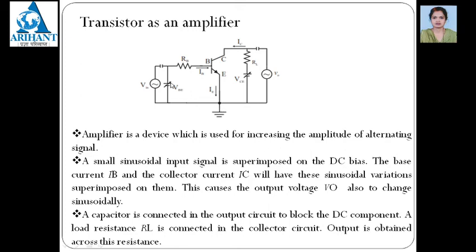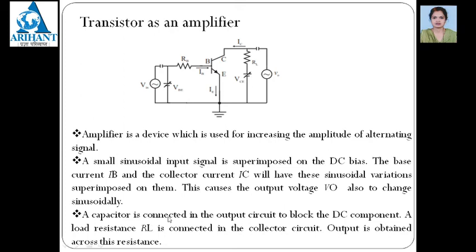Whatever biasing you have supplied, this is the DC. On that you have applied an AC signal, which is used as the input. The base current IB and the collector current IC will have this sinusoidal variation superimposed on them. Because of this, these currents also change. This causes the output voltage V0 to change sinusoidally. Because the input signal is sinusoidal, the output is also sinusoidal, imposed on this DC as well.